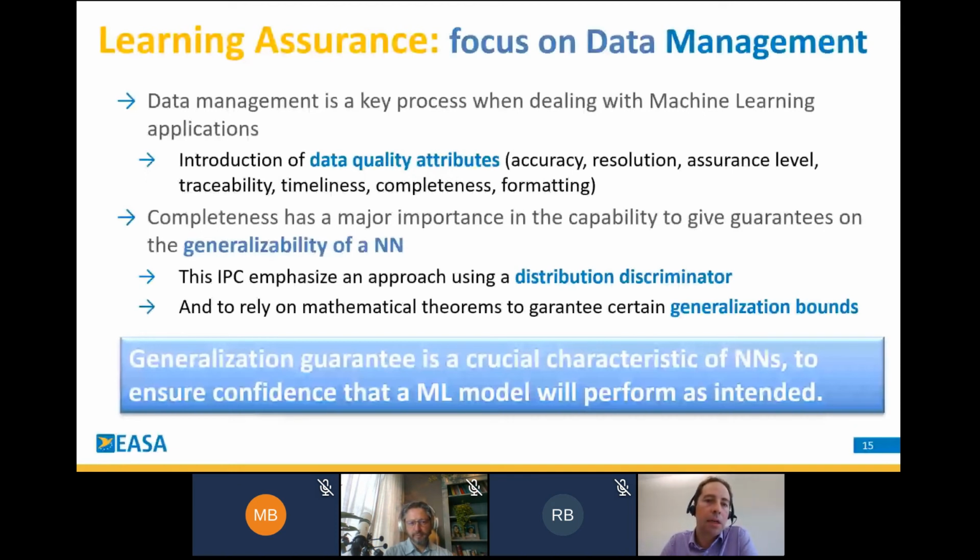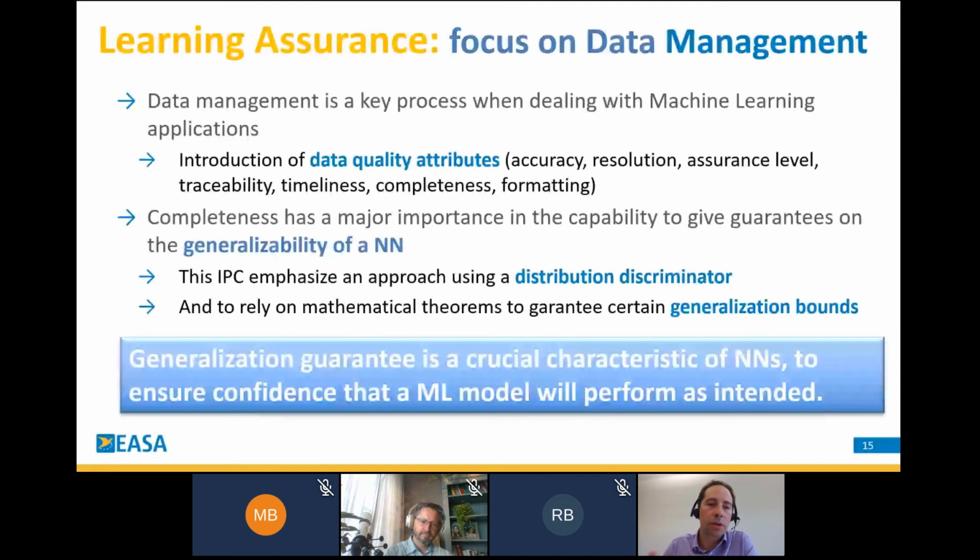We introduced the notion of data quality attributes regarding accuracy, resolution, assurance level, traceability, timeliness, completeness, formatting. And to focus on one of the most essential ones, the completeness, it has a huge importance in the capability to give a guarantee on the generalizability of a neural network.